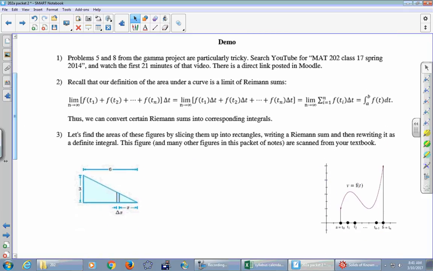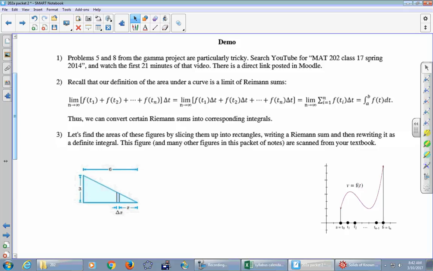Number 1 is related to the project that you are currently working on. The Gamma project is due on Monday. Hopefully we're making good progress there. But I just want to point out that problems 5 and 8 are particularly tricky. And there is a YouTube video that you can take a look at. You don't need to watch the whole thing, just the first 21 minutes, which will help you quite a bit on problems 5 and 8.